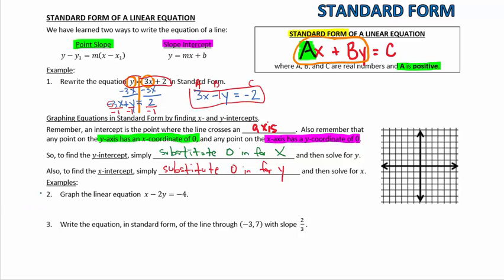Alright, so let's look at example number 2. We're going to graph the linear equation x minus 2y equals negative 4.